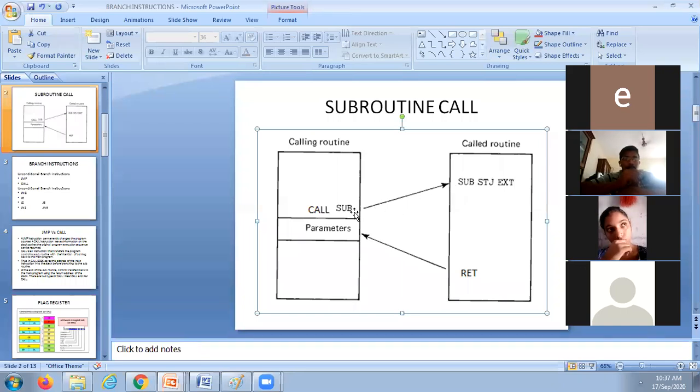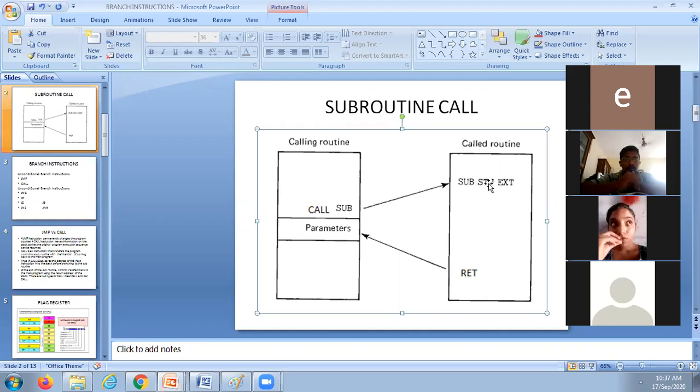While the control is transferred from the main program to the subprogram, the status of the program, that means the whole CPU register set, is to be pushed onto the stack. Then only the control is transferred from the main program to the subprogram. Then it continues to execute the subprogram. Always at the end of the subprogram, there is a return statement.